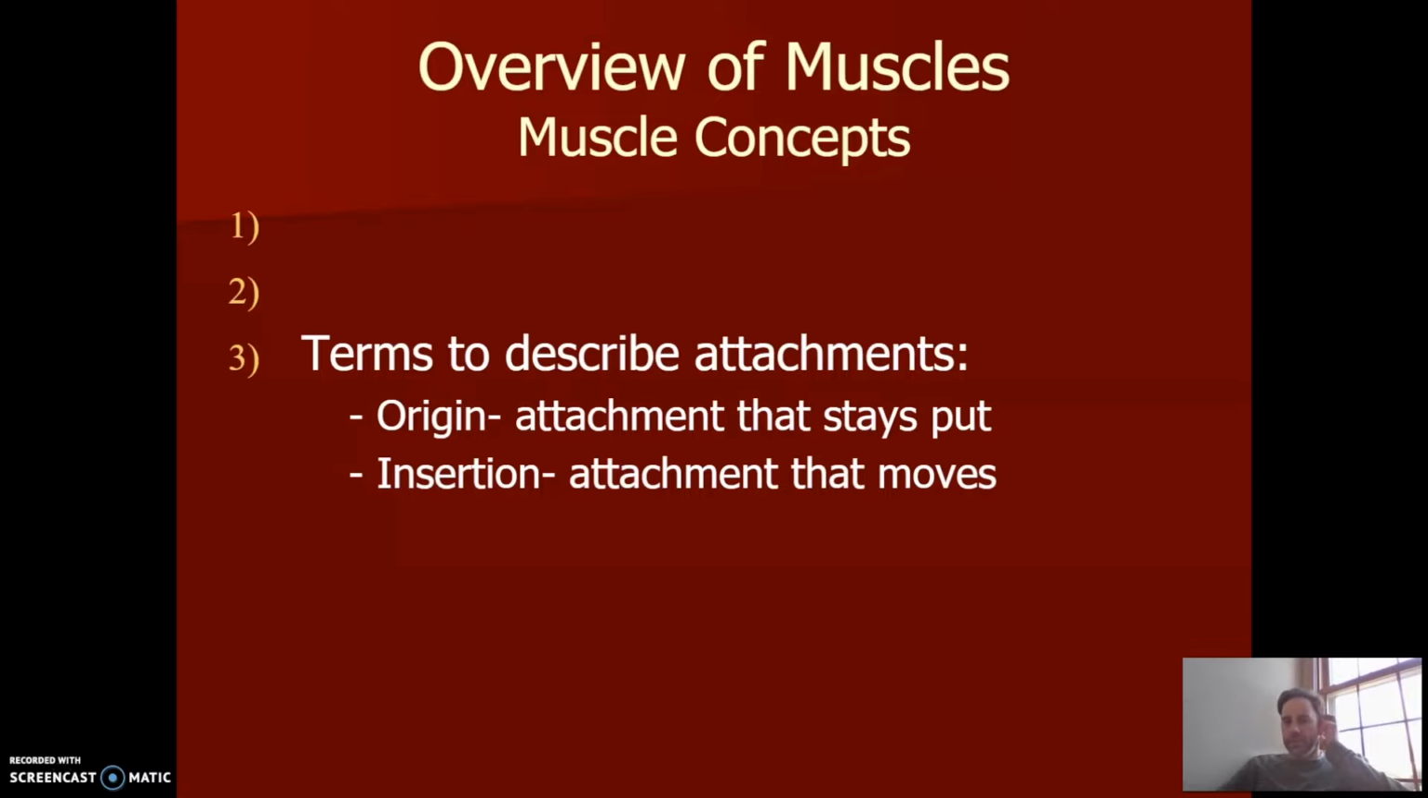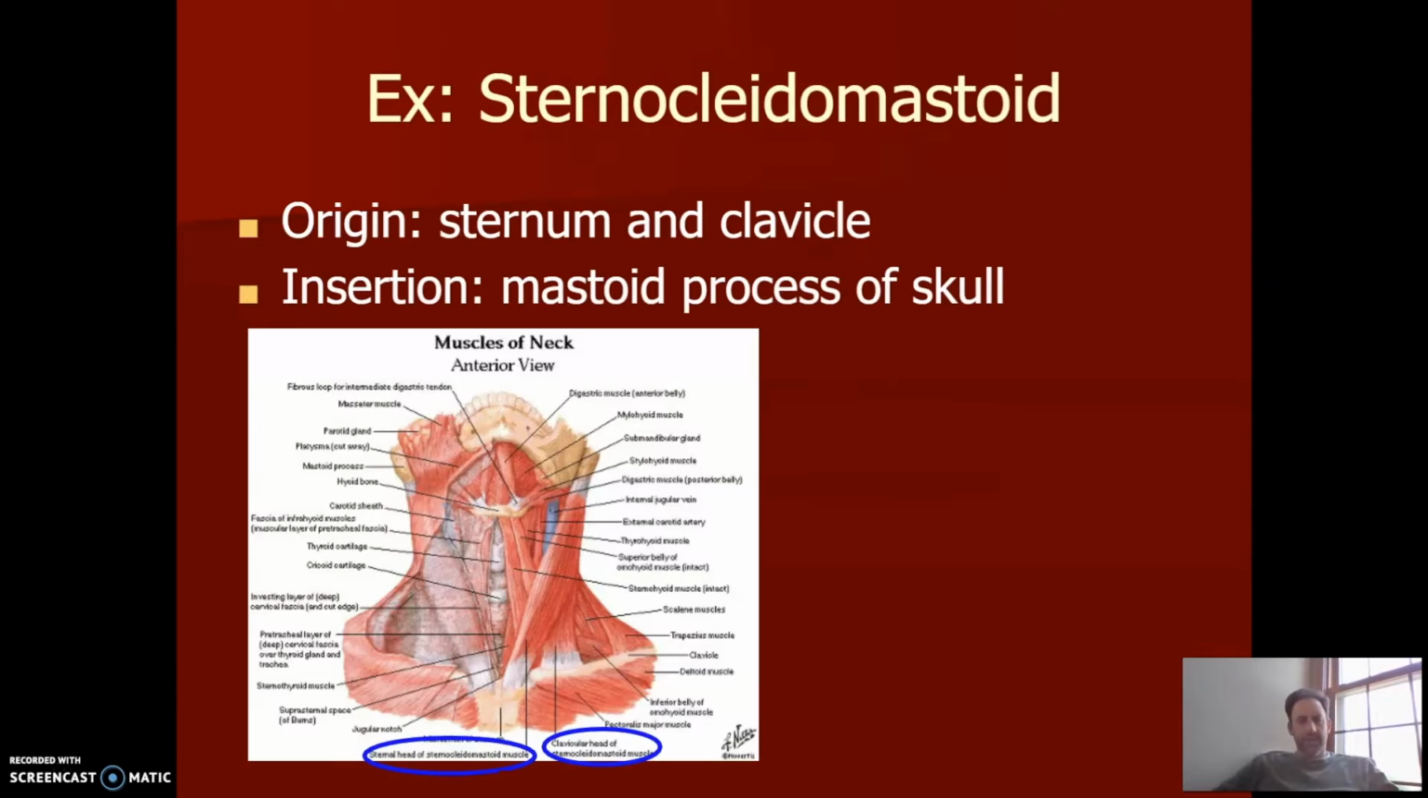Concept 3: there are terms used to describe the attachments. So we have at least 2 attachments. One of those is going to be the origin, and the other is the insertion. The origin is the attachment that stays put, and the insertion is the attachment that moves. What does that mean? Well, an example would be a muscle called the sternocleidomastoid. So the origin in this case is the sternum and the clavicle, hence the name sternocleido, sternum and clavicle. And the insertion is the mastoid process of the skull, that bump in the back of the skull that you learned about.